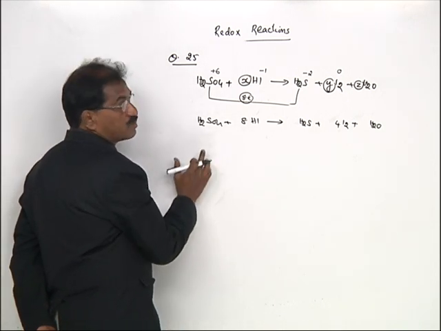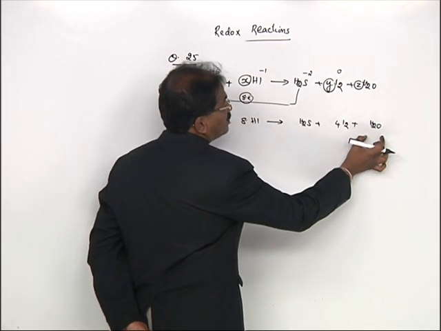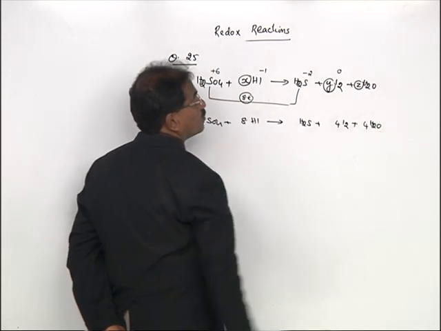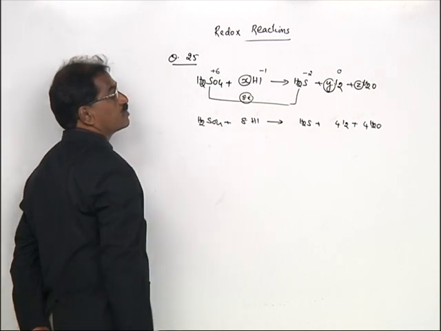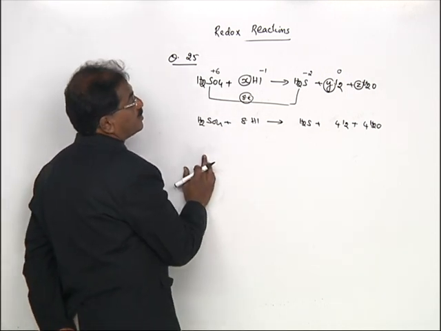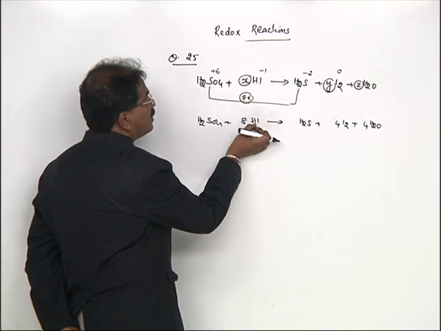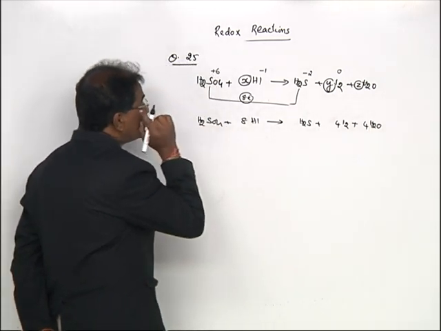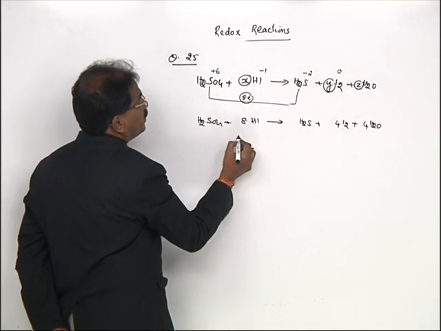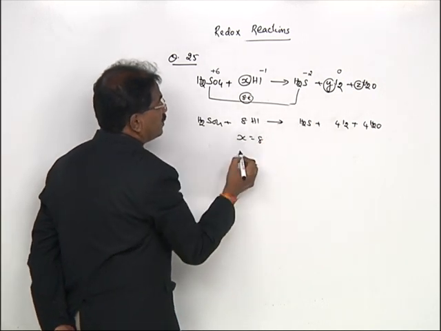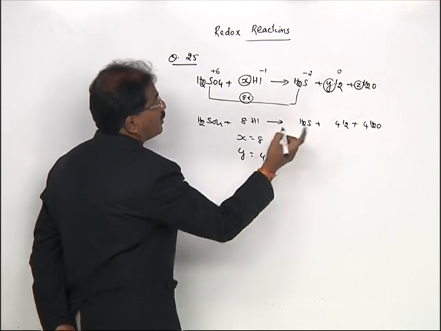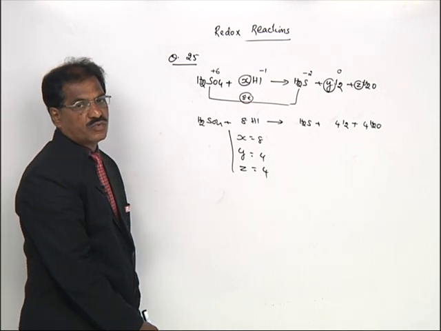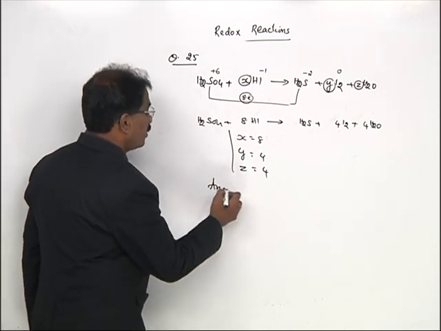Now count the oxygen atoms on both sides. Here 4 oxygen atoms, here 1 oxygen atom. Therefore, how many oxygen atoms are still deficient? 3. Therefore make it total 4. 4 oxygen atoms, 4 oxygen atoms. Next, balance the hydrogen atoms. Here you count the hydrogen atoms: 8 hydrogens plus 2, 10. Here 2 plus 8, 10. So hydrogens are already balanced. Therefore, here x is equal to 8. Next, y is equal to 4. Next, z is equal to 4. So identify the option where 8, 4, 4 are shown. The answer is 3.